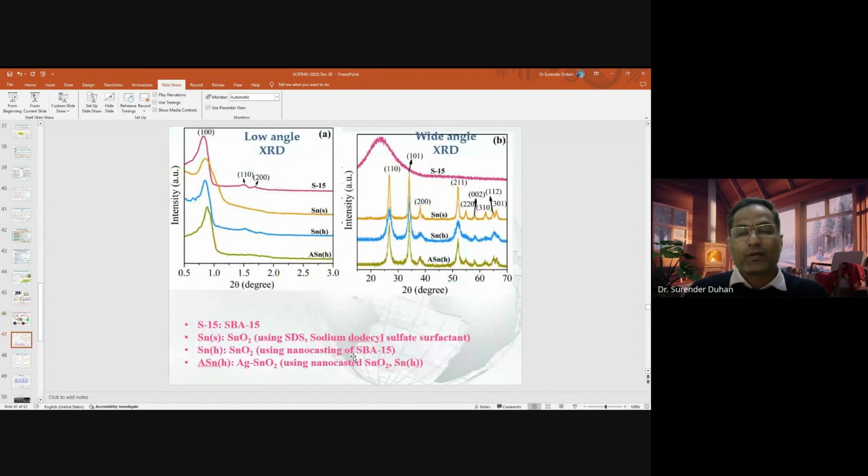This is low angle XRD of the as-prepared sample. This is bare SBA-15, this is Sn-doped, and at last this is silver doped in Sn.